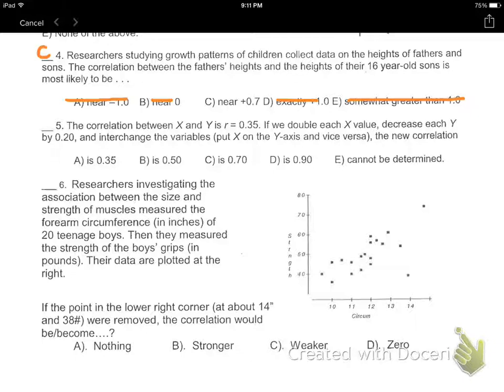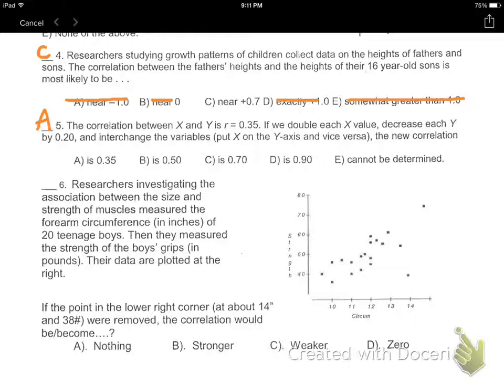Okay, so let's go look at this. The correlation between x and y is 0.35. So look what happens. They double the x. They decrease y by 0.2. They interchange the variables. They swap the axis. What's the new correlation? So hopefully you remember the rules of correlation: if the units change, correlation stays the same. And if you swap the axis, the correlation stays the same. So it's still going to be 0.35.